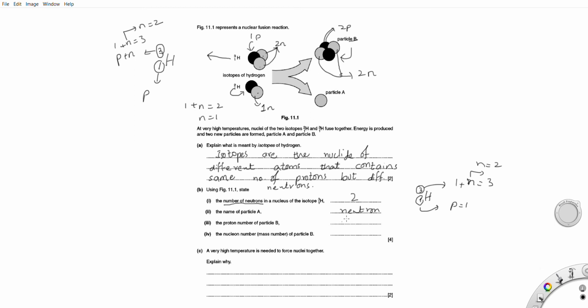The proton number of particle B. Since it contains two protons, it would be 2. The nucleon number or mass number of particle B. The mass number is the sum of nucleons, that is protons and neutrons, so it would be 4.